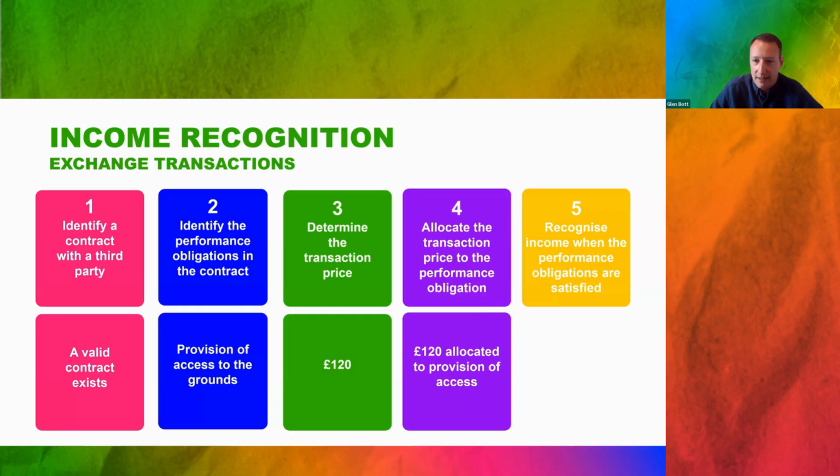And then number 5 is to recognise the income as the charity satisfies that obligation. Because the obligation here is to provide the right to visit those grounds over the year, the charity doesn't know how many times somebody is going to visit or what time of year they're going to visit. So the correct recognition criteria here would be to spread it over that 12-month period. We would expect the income to be recognised over the life of the membership equally, so that would be £10 per month to get to that total £120 recognised over the term of the year. Hopefully that will make sense.